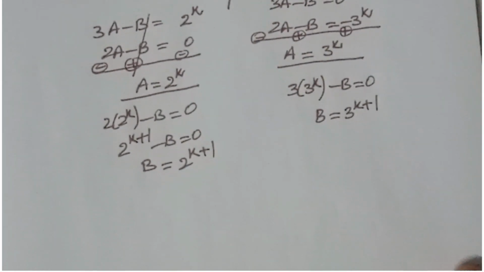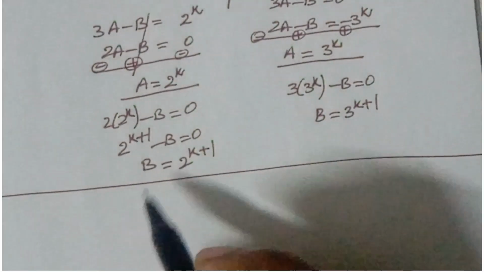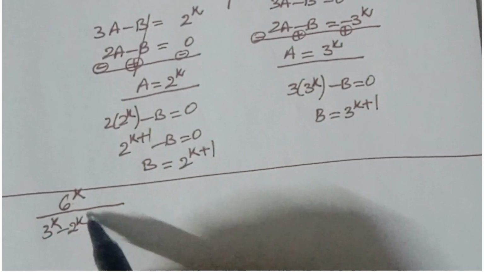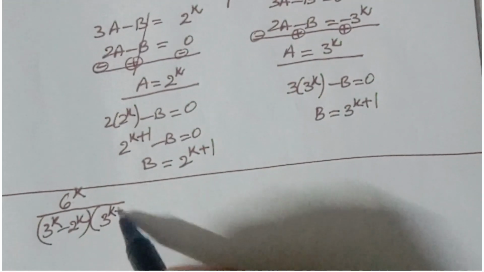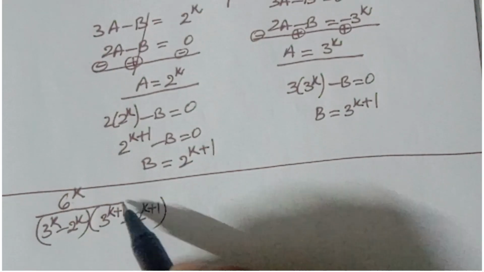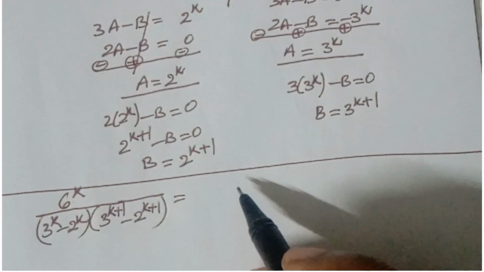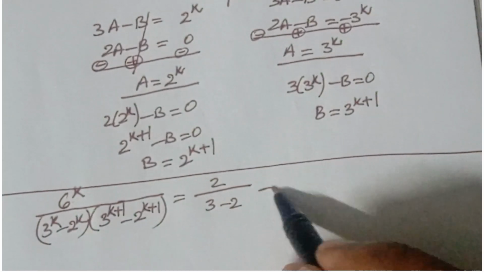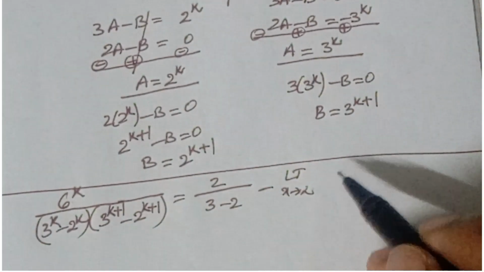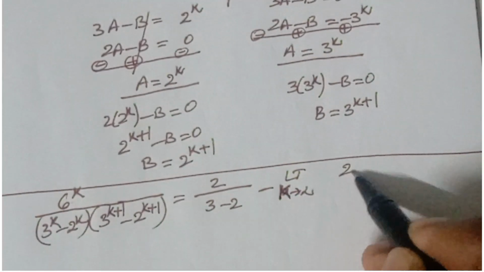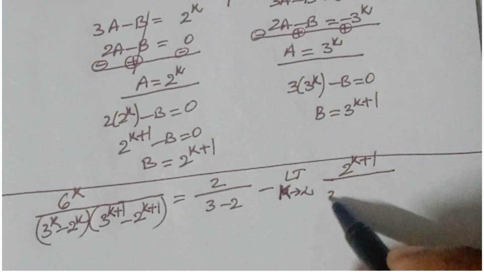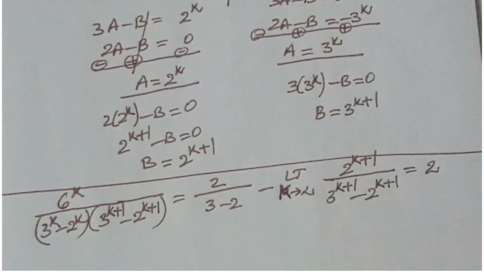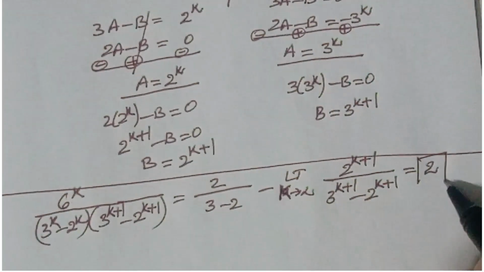So if you substitute this in the original equation, 6^k by (3^k minus 2^k) into (3^(k+1) minus 2^(k+1)) is equal to, so here you'll get 2 by (3 minus 2) minus the limit, as k tends to infinity, of 2^(k+1) by (3^(k+1) minus 2^(k+1)), which will be equal to 2. So the value is 2.